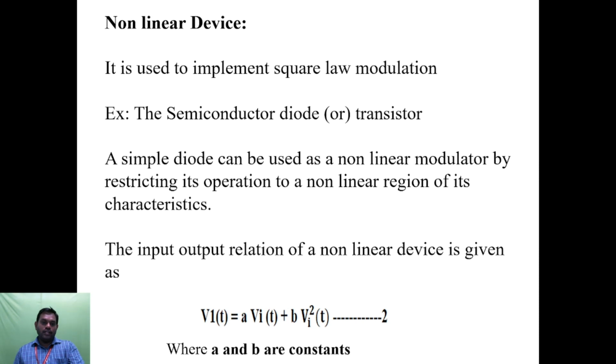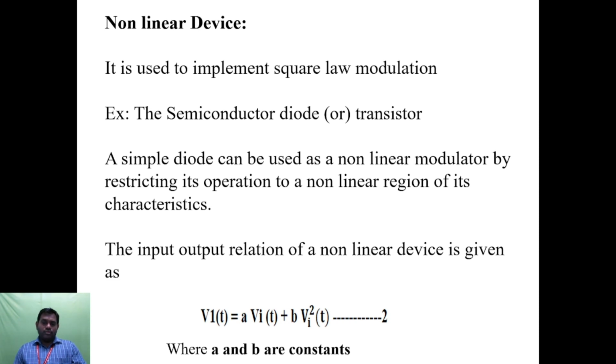The non-linear device is used to implement square law modulation. In square law modulation, we use a semiconductor diode or transistor as the non-linear device. A simple diode can be used as a non-linear modulator by restricting its operation to the non-linear region of its characteristics. We know that diodes and transistors are basic components of semiconductor elements.